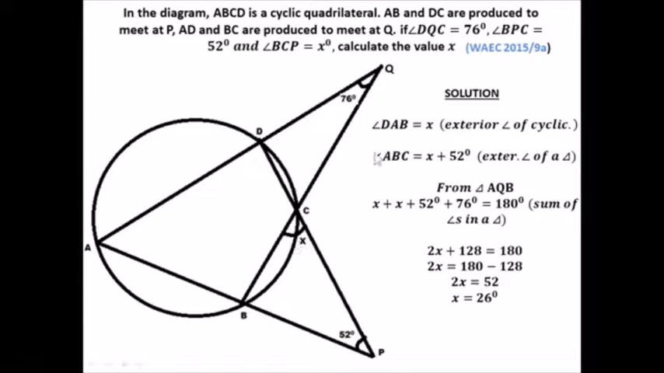The question is very simple, and that is the WAEC 2015 question number 9. You can cross-check it in your past questions, and you will see that this is a wonderful question. So that's the solution to that question, and it's very, very simple. There are other methods you can use to solve that question as well. You can get this angle, which is vertically opposite to this angle, and there are other methods in which you can solve it, but this is the simplest method we can use to solve that question.